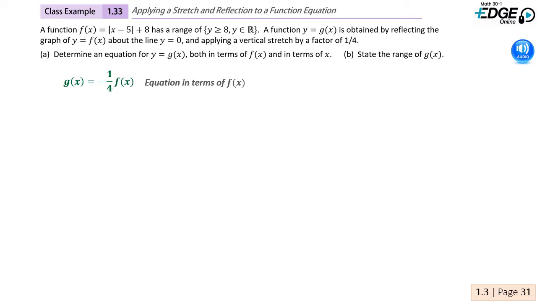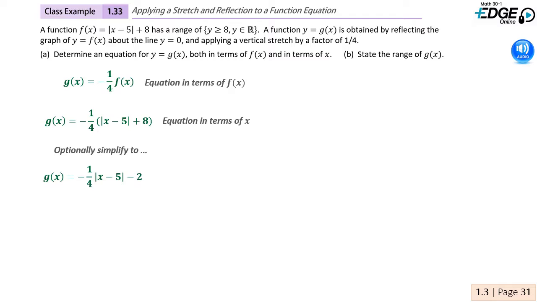If we then want to write that in terms of x, we would replace f of x with its original expression of absolute value x minus 5 plus 8. Notice that it is bracketed there. So those vertical lines are the absolute value brackets, and then we have rounded brackets around that. Using the distributive property, we will multiply that negative 1/4 to the absolute value brackets and also to the positive 8, generating a negative 2.